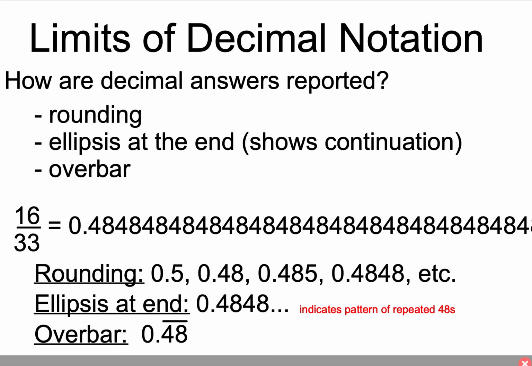For example, the fraction 16/33 is 0.48484848. It repeats forever. If I represent it with rounding, I could record the answer as 0.5, rounding to one decimal place, 0.48, 0.485, 0.4848, etc. If I use an ellipsis at the end, it indicates that the pattern repeats the 4/8. It says the pattern that you perceive there is going to continue. Probably the best way on a repeating decimal is to use the overbar notation, where we put a bar over top of the digits that repeat.